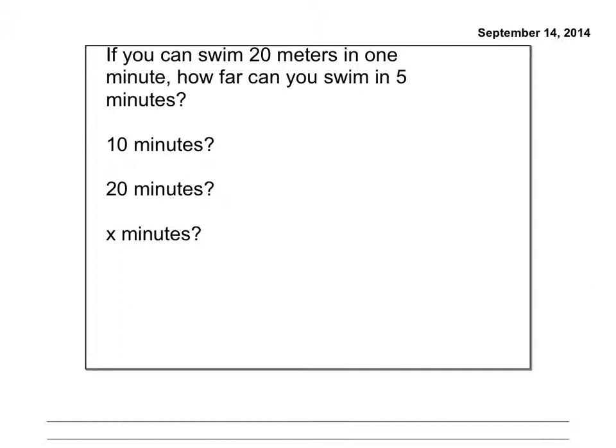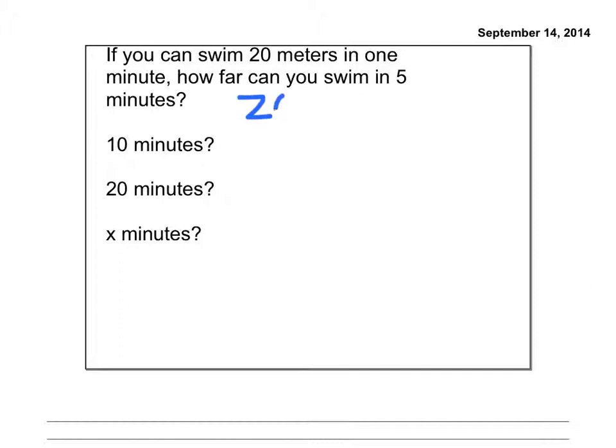Okay, so if you can swim 20 meters in 1 minute, how far can you swim in 5 minutes? Right, you think about that, it's 100, isn't it? Because you went 20 meters per minute times 5 minutes, and you got 100. So let's write that down.